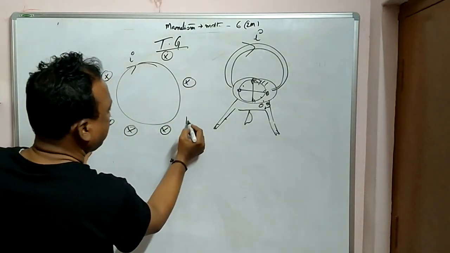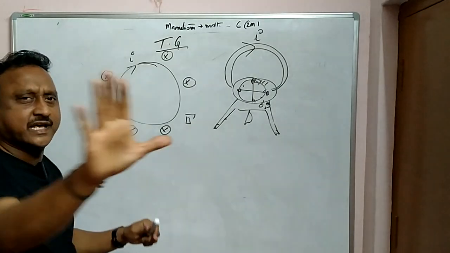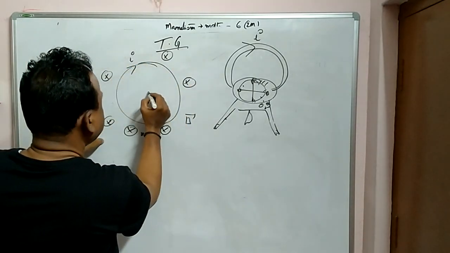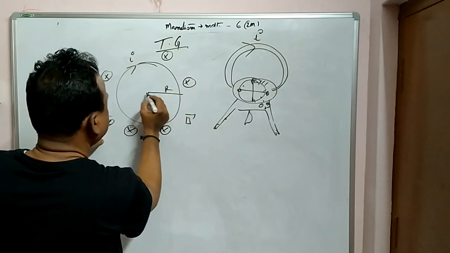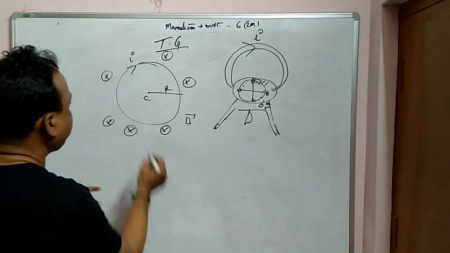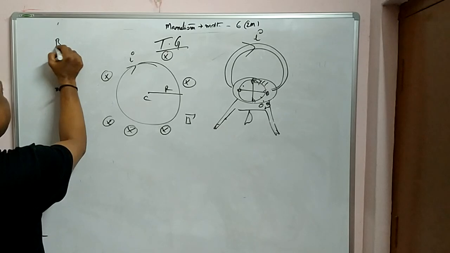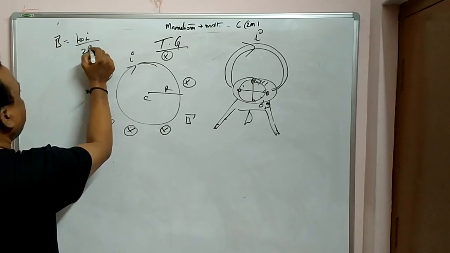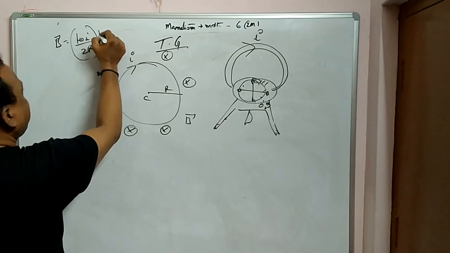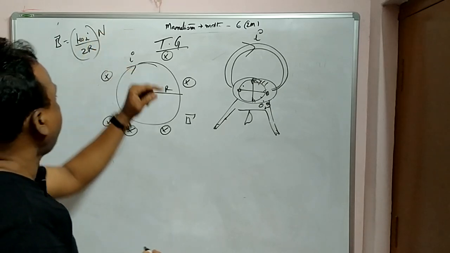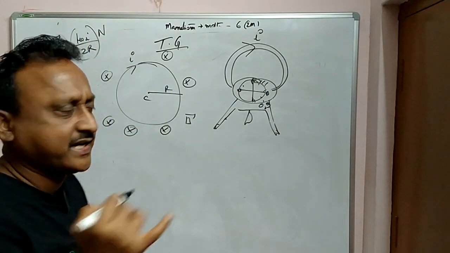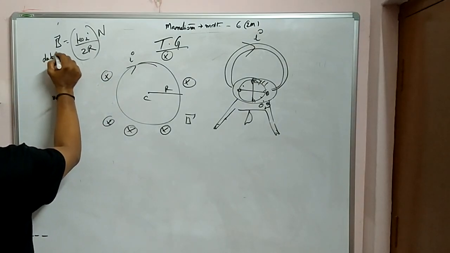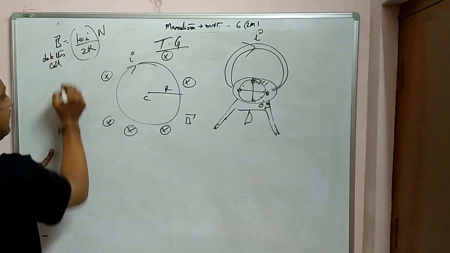So this is the direction of magnetic field, by using the right hand curl rule. Suppose this is the center with radius r. What is the magnetic field at the center? The field at the center is given by mu naught I by 2r. If the number of turns is n, then mu naught I by 2r into n is the magnetic field due to this coil.